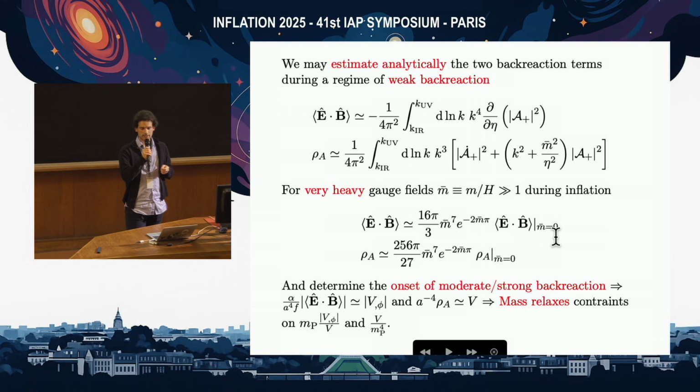And in that case, you can see that for both expressions, the dependence on the mass is the same, meaning that the ratio is essentially the same as in the massless case, which is inversely proportional to the parameter that causes the tachyonic enhancement of the gauge transverse modes. Using those expressions, we can determine the onset of moderate and strong back reaction, which is given by these two equalities here, respectively.